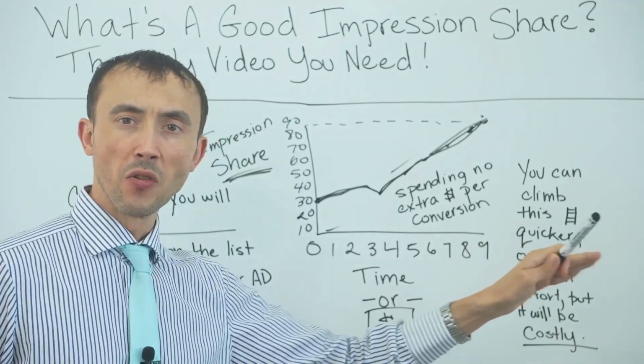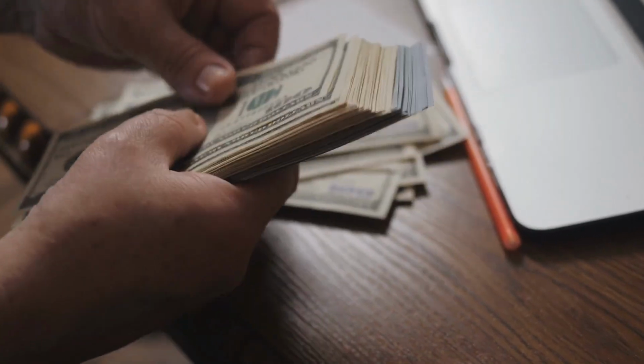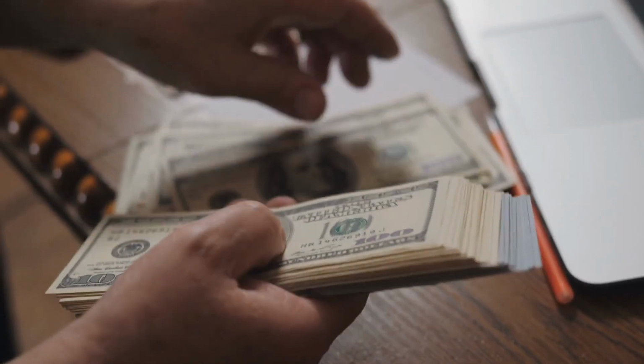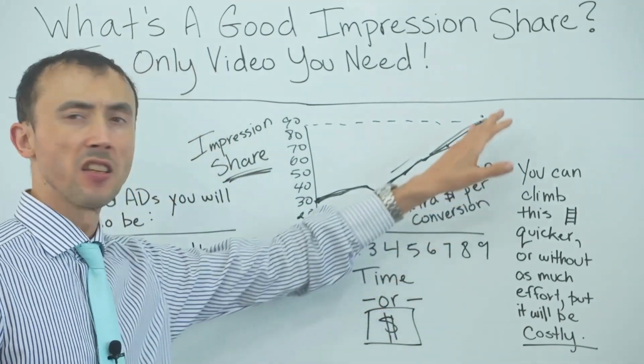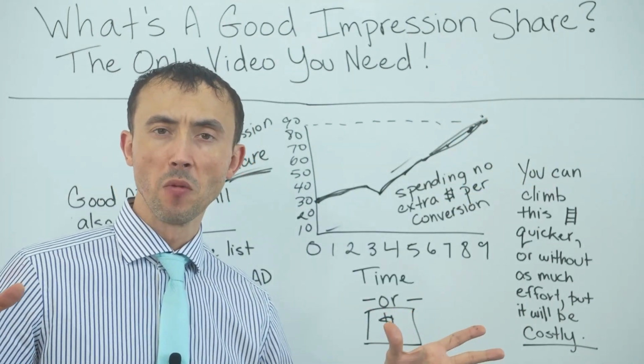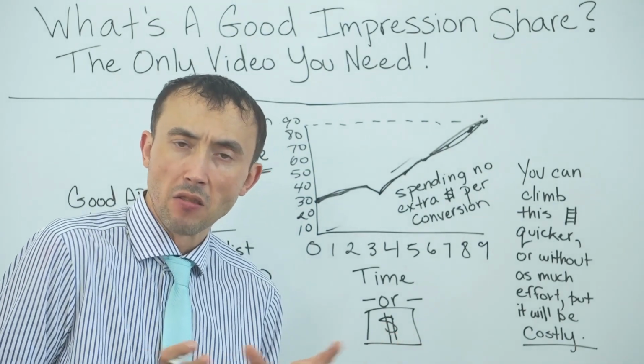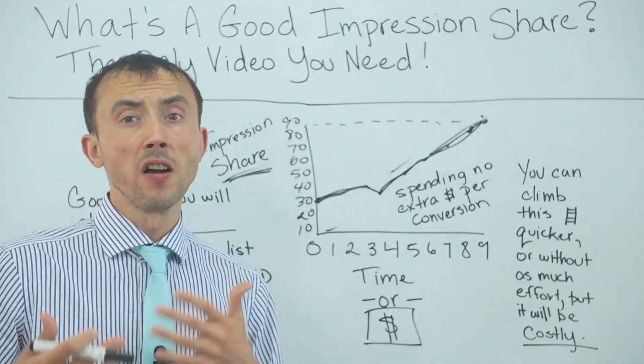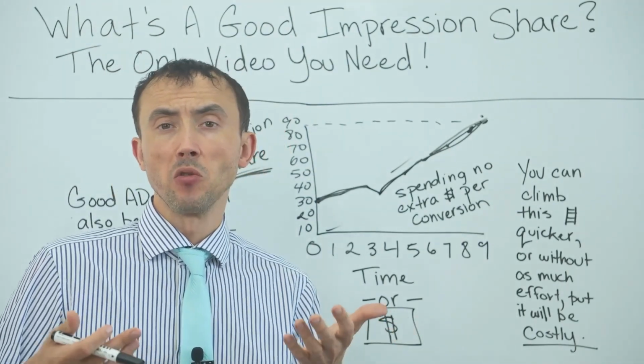So you either put the money in, so you can spend more at the beginning of running your campaigns, or have Google figure things out quicker to get to the high impression share. You're basically taking the time it normally would have taken and compressing it. Or you can just do more to make your ad and landing page seem better.